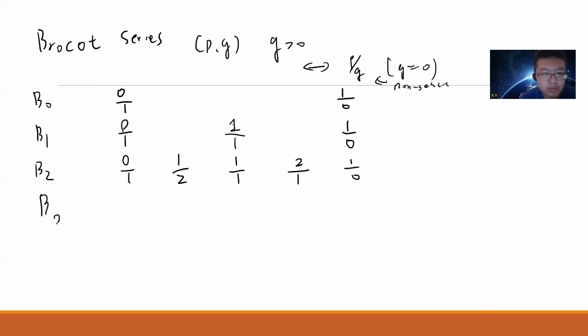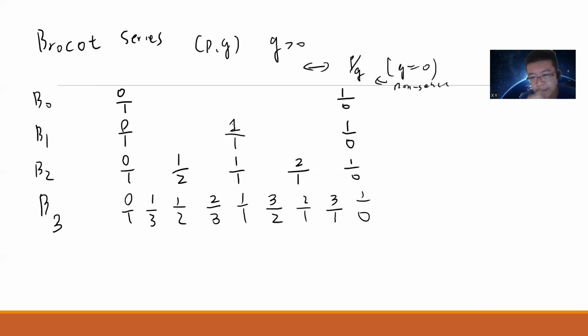And then you can define B3, which is 0/1. Then we just write out the previous ones: 1/2, 1/1, 2/1, 1/0. And for this one, you get 1/3, you get 3/2, and then you get 3/2 and 3/1. Okay, so you just keep going. You can define B4 and keep going. I will not keep writing, but you can just keep writing.